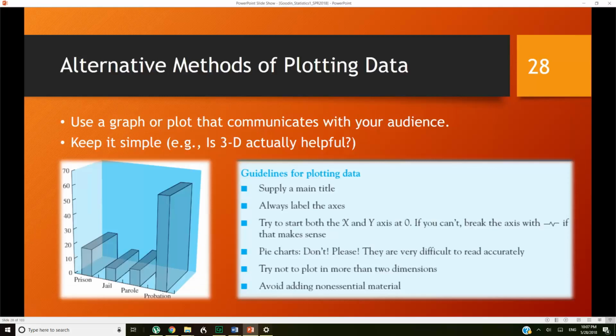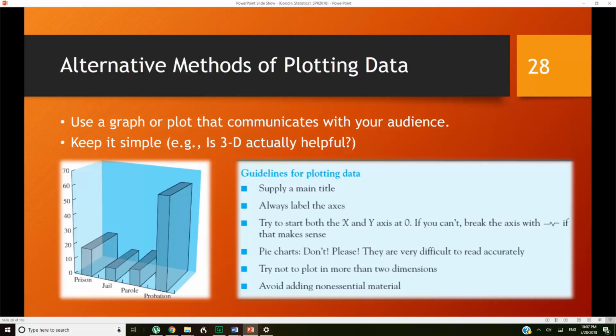The point of representing data graphically, again, is to communicate to an audience. Always use the best way to communicate. Keep things simple. Generally, the worst graphics are those that include irrelevant features that only add to the confusion.